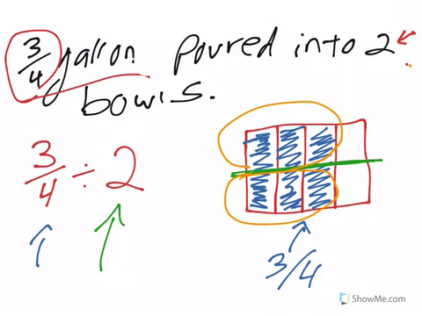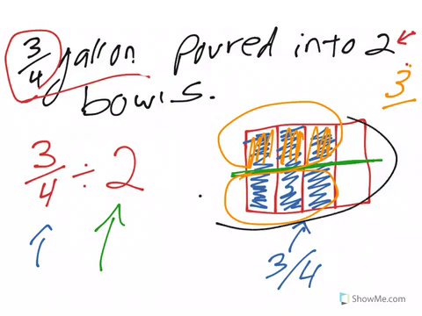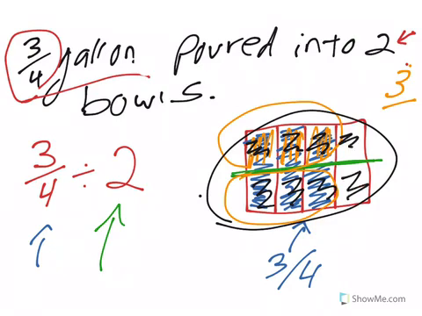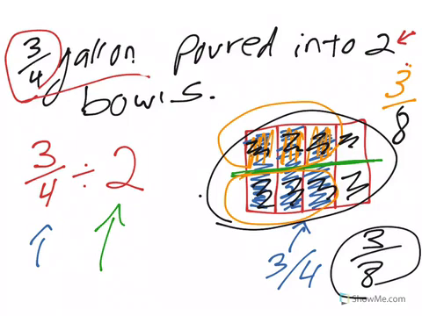So what's going in one bowl would be 1, 2, 3 parts, but we can't just look at half of it. We have to look at what was in the whole thing to start with. There would have been 1, 2, 3, 4, 5, 6, 7, 8 total parts. So we would end up with 3/8 in one bowl. That's one way to do it. It's a visual model. Here's the other way, the computation model.